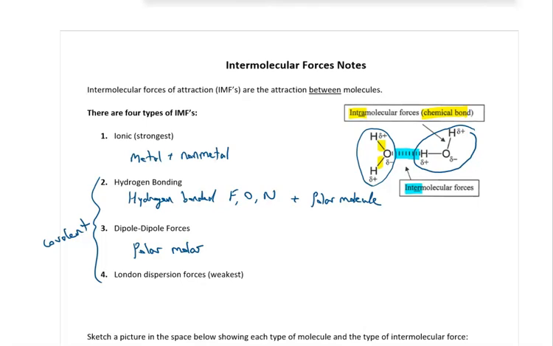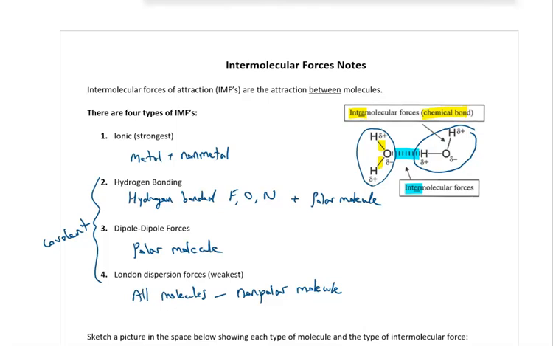So this is a polar molecule. London dispersion are the weakest. These exist in all molecules. For our purposes, we're going to be considering any nonpolar molecule. This would be the strongest type of force that it would have. London dispersion forces have to do with just having electrons. The more electrons a molecule has, the stronger its London dispersion forces are.